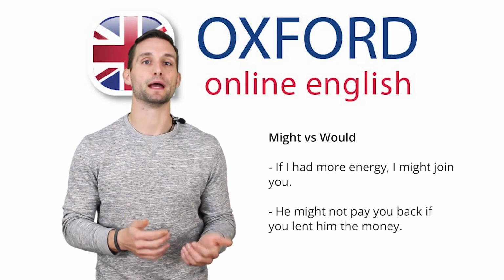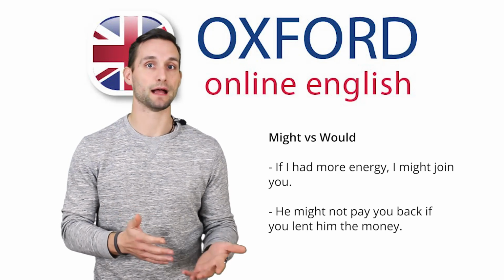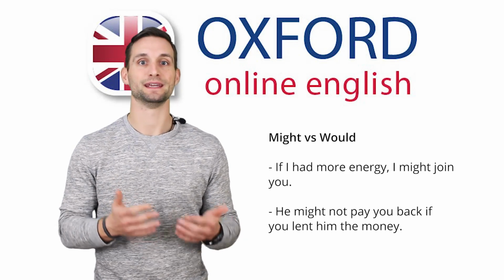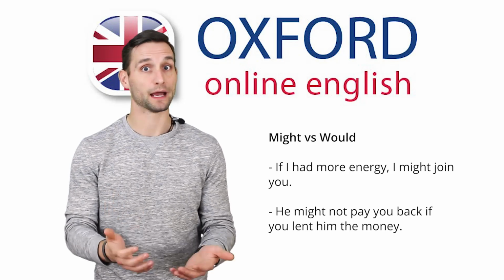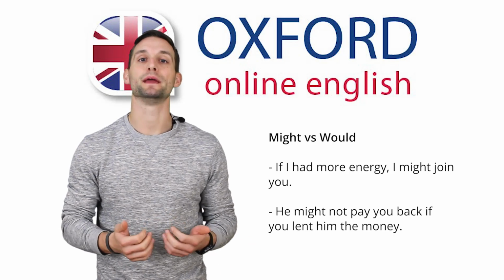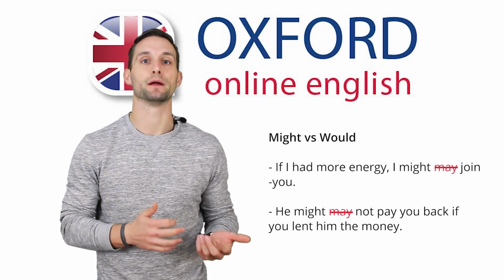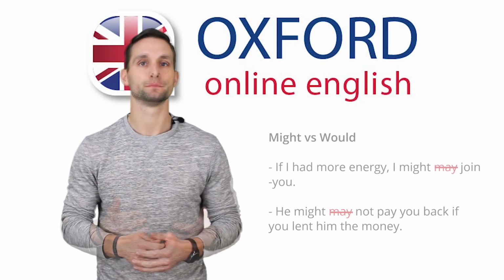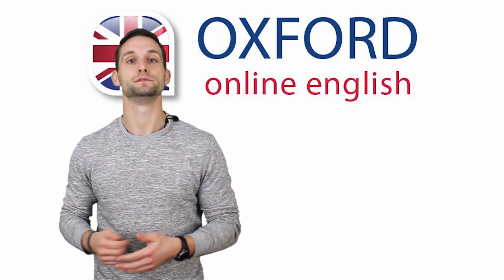He might not pay you back if you lent him the money. I don't think you'll actually lend him the money in reality, but I'm imagining a future where you do lend him the money, and in that imaginary future, I'm not 100% sure whether he would pay you back or not. Finally, this is one case where might and may are different. You can't use may in these sentences to talk about the imaginary future. Only might is possible.